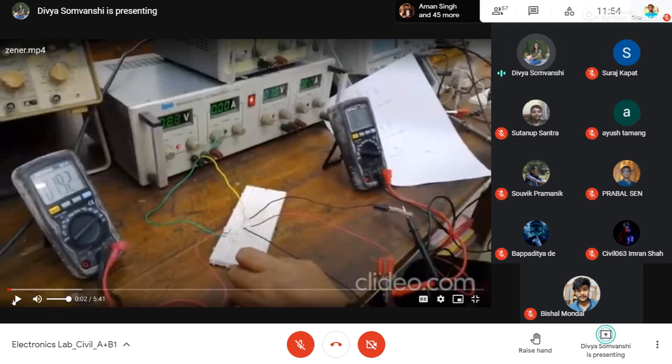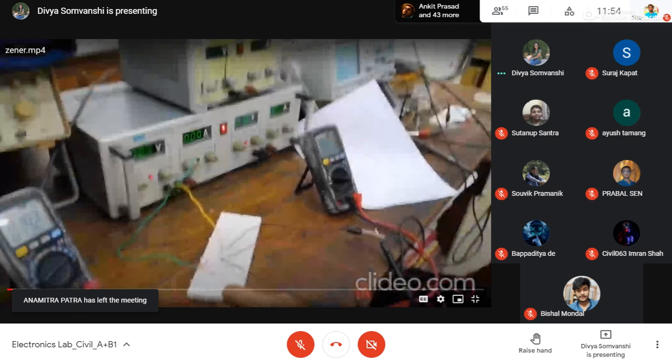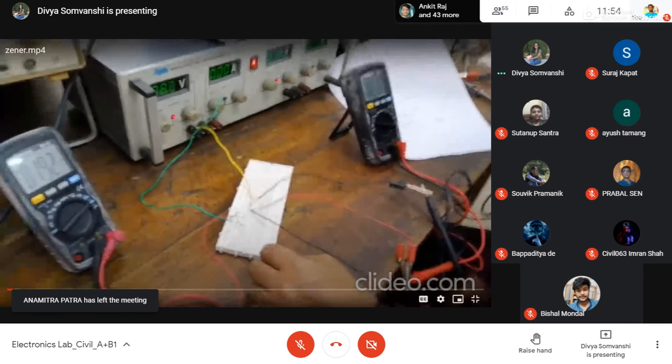Similar experimental setup is here. In a breadboard, now you have a Zener diode. Let's have a look at it. All VI characteristics of the Zener diode.